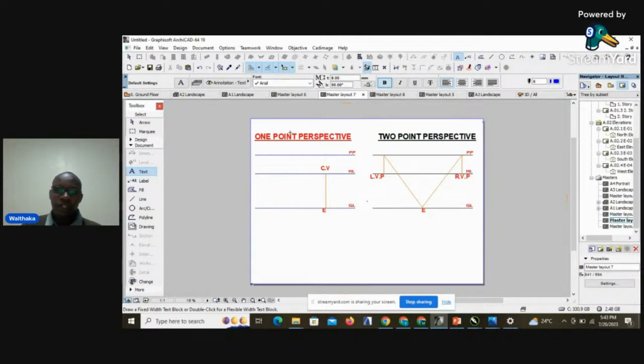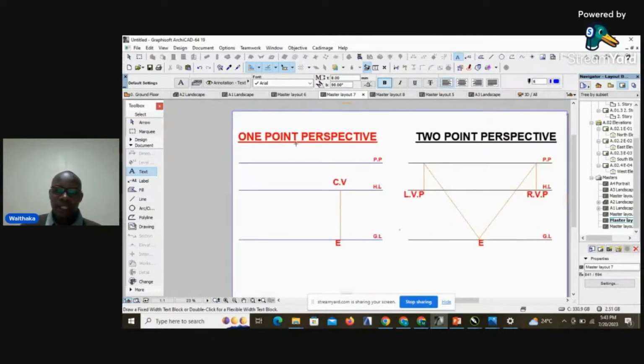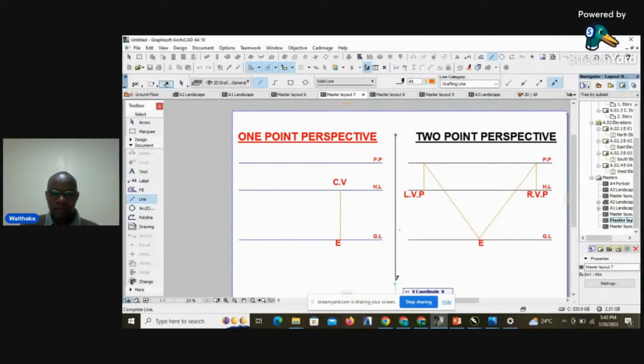So when we talk of a 1-point perspective, maybe I can just separate this so that we see the difference between the two. You see the difference between the two. When we talk of 1-point perspective, we are basically saying that we'll have the ground level positioned at the lowest point of our drawing paper. Then we have the horizon level, and we have the picture plane.